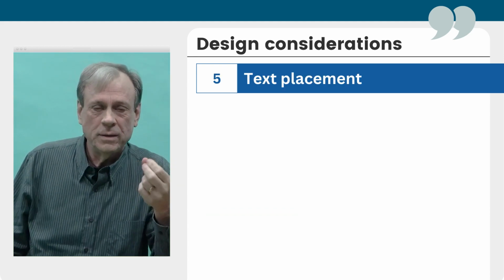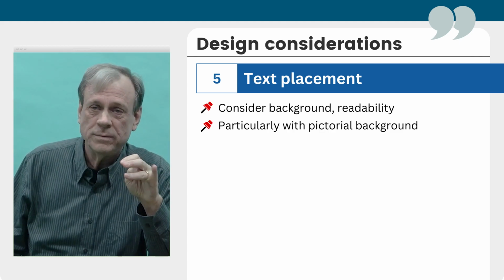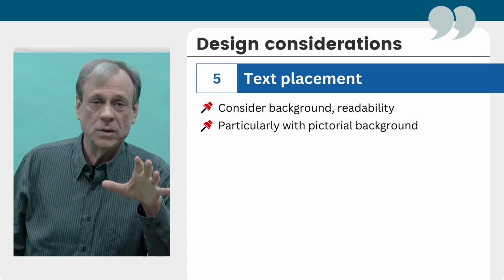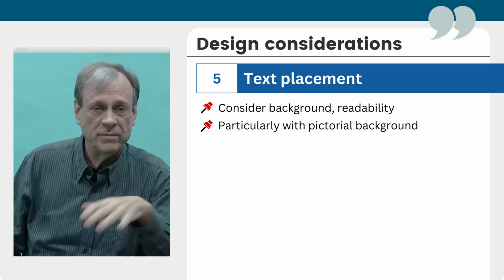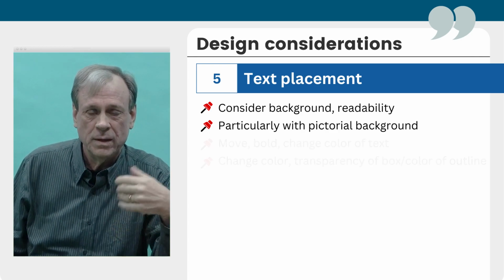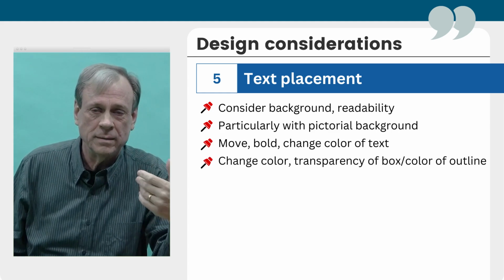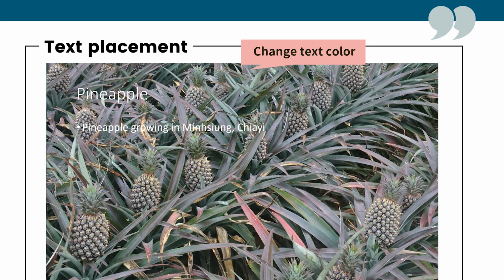So the final thing I want to think about is text placement. Text placement refers to where you put things on the slide, and this is particularly important when you have a picture or something that you're putting text on top of. Now, you can do things to improve it. For instance, here's a picture of pineapples, and it has text over it, and it's very hard to see. Just by changing the color to white, you can see that makes it easier to see.